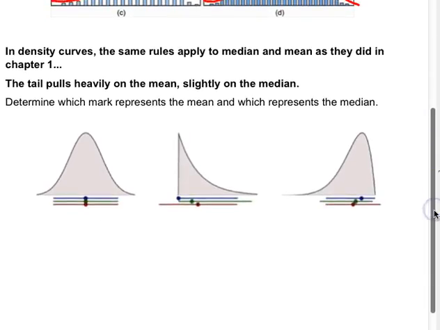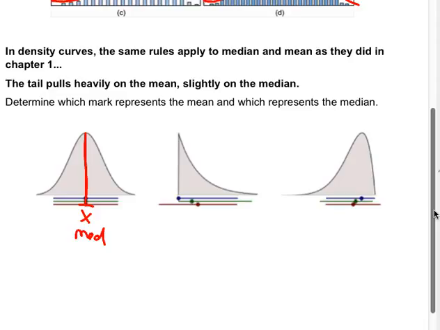Now, in density curves, the same rules apply to median and mean as they did back in chapter 1. So the tail is going to pull the mean and only slightly the median. That doesn't change, okay? So histograms back then, density curves now, follow those same rules. For example, this one, which is symmetric, the median and the mean are both going to lie in the center. When it's symmetric, they're both going to be dead center.